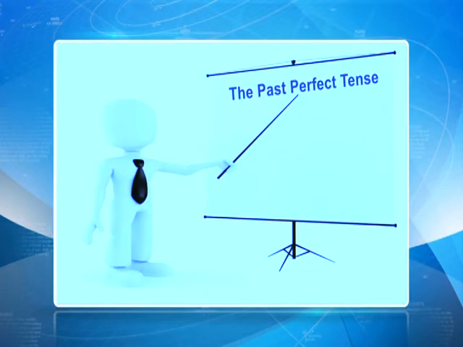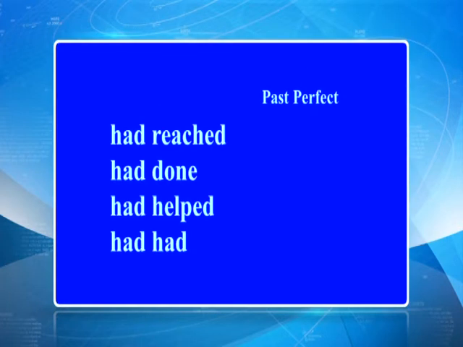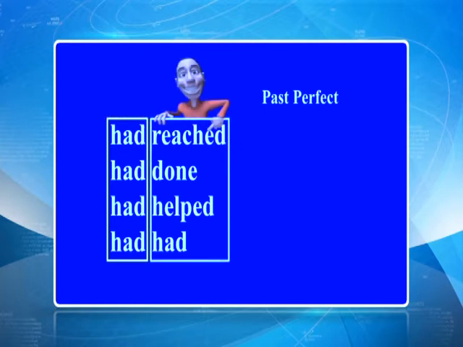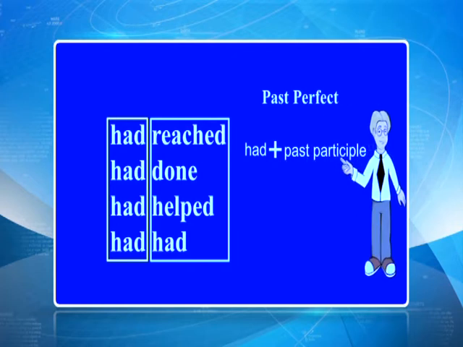Now, notice that these verbs are conjugated in the past perfect simple tense. How do we form the past perfect simple tense? Okay, so we have these verbs, had reached, had done, had helped, and had. Notice that we have the auxiliary verb had, which is followed by the past participle of the verb in question. So remember that we form the past perfect simple tense by using had plus the past participle.